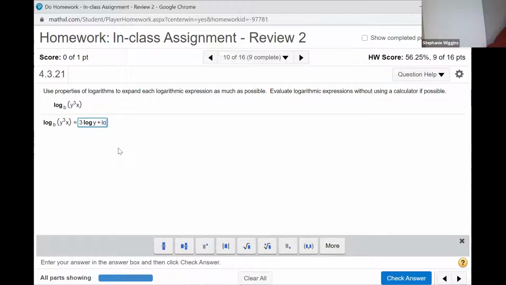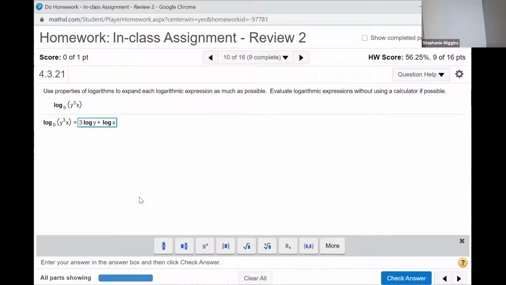See how we're expanding? So we have y cubed and x are multiplied, so that translates to the sum of the logs. And then the exponent, the 3, because it's on the y, is going to come out in front of the log of y. Those are those 3 properties of logs that I went over in class.